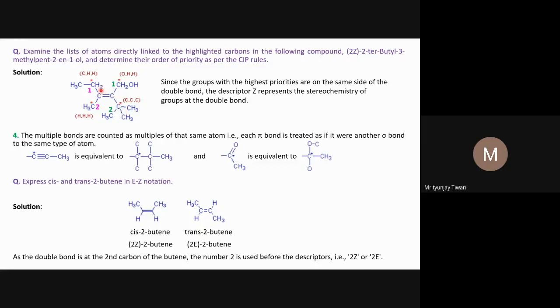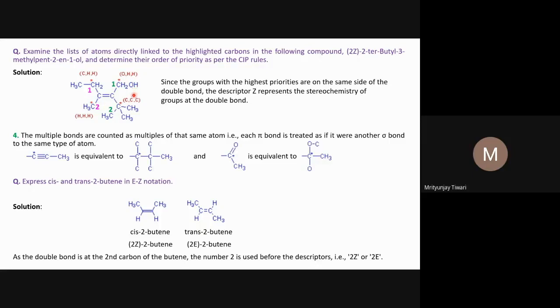Now we move to the second carbon atom along the chain until we find a difference. At this olefinic carbon atom, two groups are attached: CH2OH and C(CH3)3. At this carbon atom, what are the different atoms linked to it? Carbon, carbon, carbon: three different carbon atoms are connected. To this other carbon atom, one oxygen and two hydrogen atoms are connected, so oxygen will be written first, and then the two hydrogen atoms.